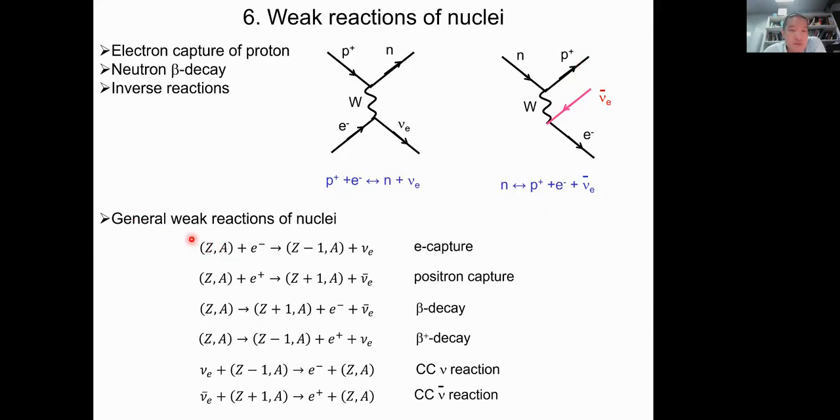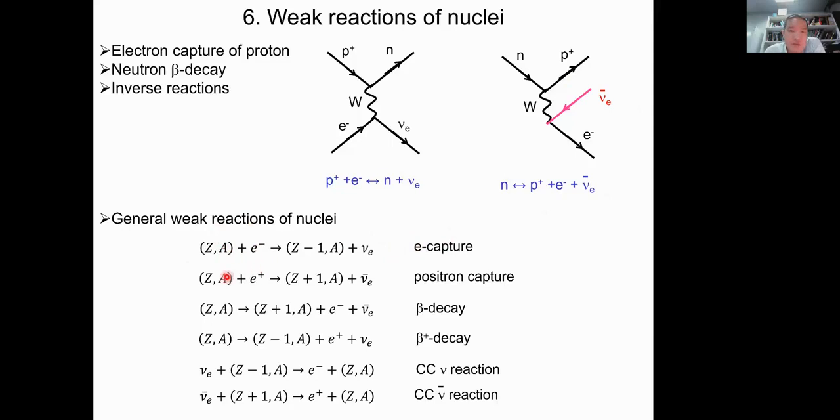And here we list some types of reactions, weak reactions of nuclei. Bracket ZA means the nucleus with mass number A and charge number Z. If that captures electron and emits electron type neutrino, that reaction is called electron capture.